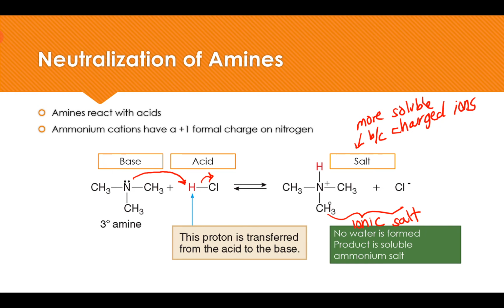Another thing to note is that when we did acid and base neutralization reactions with our carboxylic acids, we formed salt and water as products. Here there is no water formed. It's just acid plus base. Acid plus base equals salt. That's it.